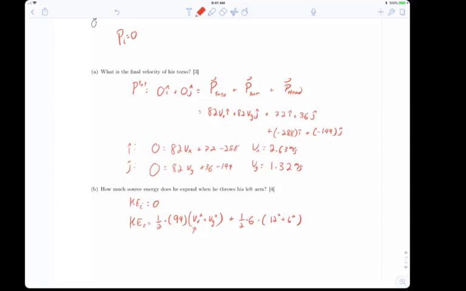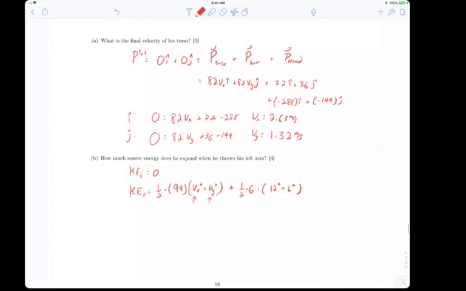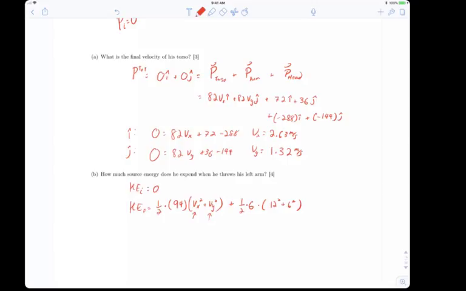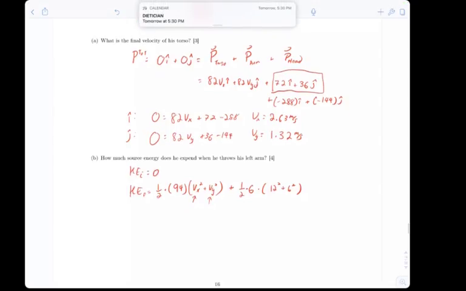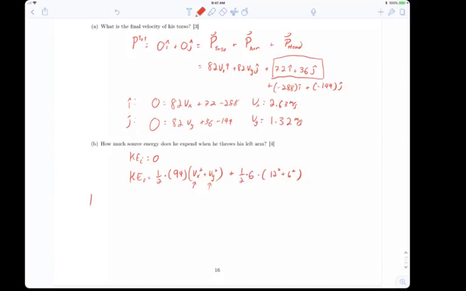So I need to figure out what these two are, and I got to do it using momentum. The nice thing about this is that you know exactly how much momentum the arm has. So you know that the momentum of the arm is equal to minus the momentum of the torso plus the head. Okay. So P torso head is equal to 94 Vx, which is equal to minus 72.